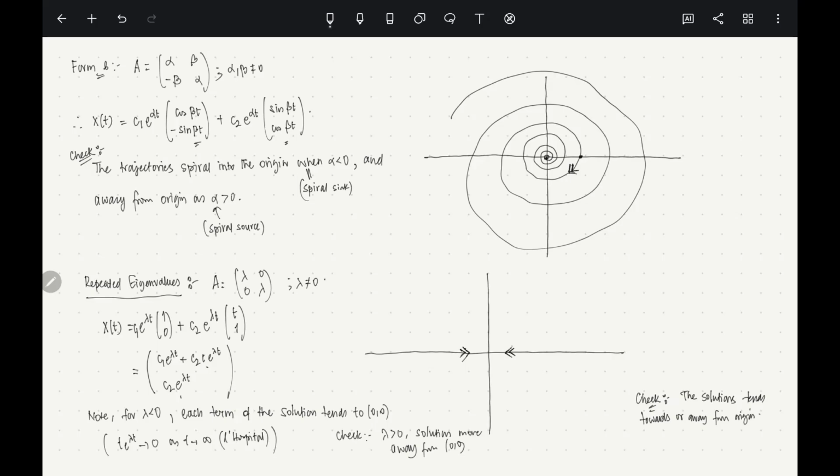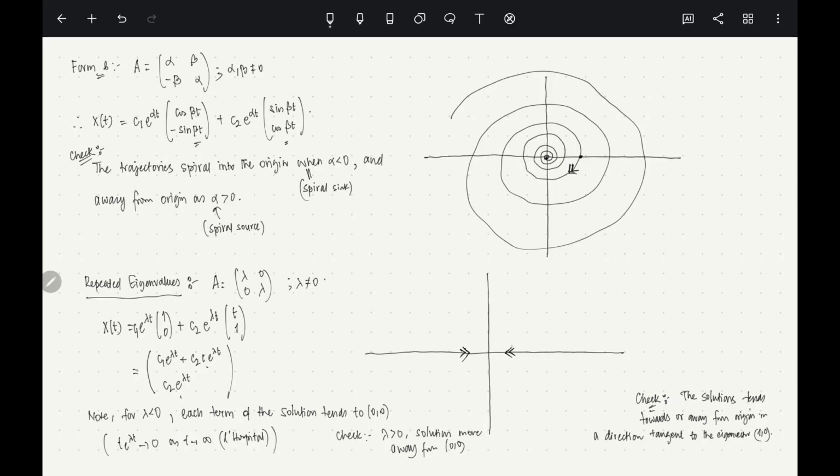But since C1 and C2 are both non-zero, how are they moving away from or going towards the origin? Say they do it in a direction tangent to the eigenvector (1, 0). Okay, how am I getting this?